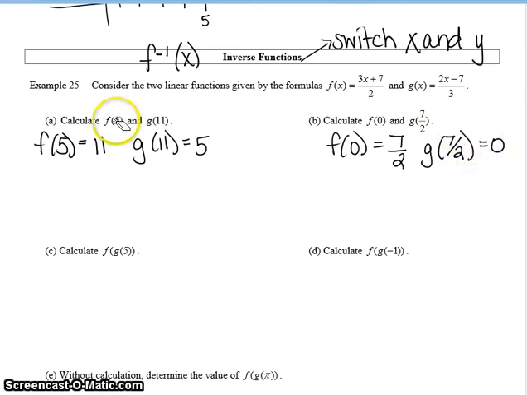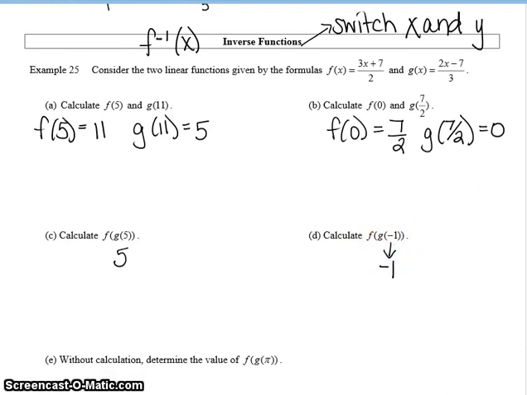So you should be noticing a pattern. You put in 5, you get 11. You put in 11, you get 5. You put in 0, you get 7 halves. You put in 7 halves, you get 0. Okay? f of g of 5, you're going to substitute in. Guess what you get? You get 5. Okay, part D, f of g of -1, you get out a -1.